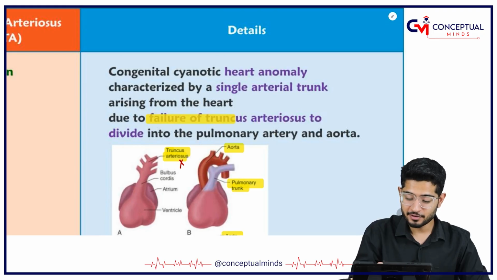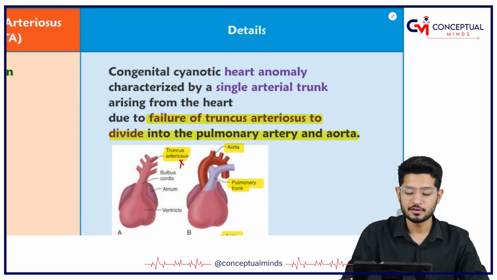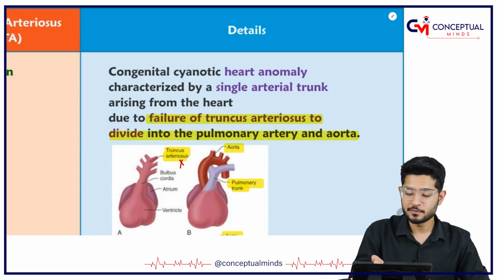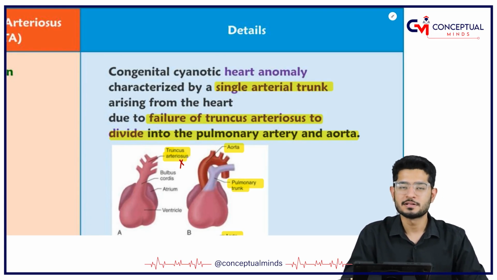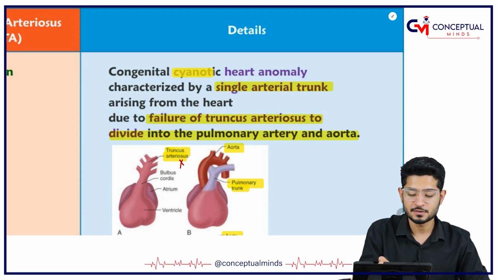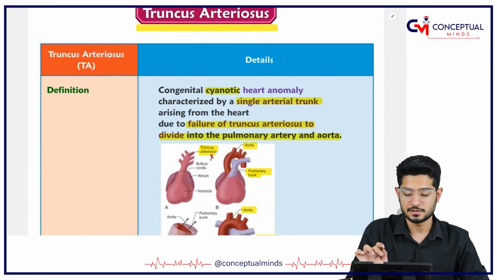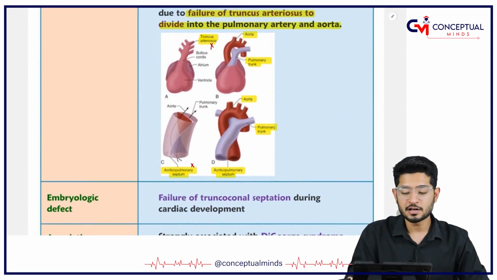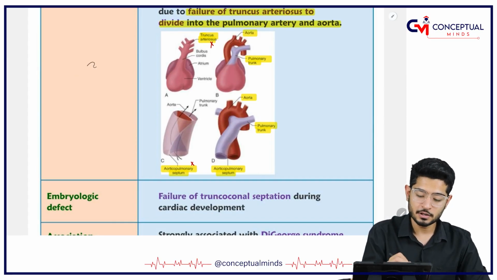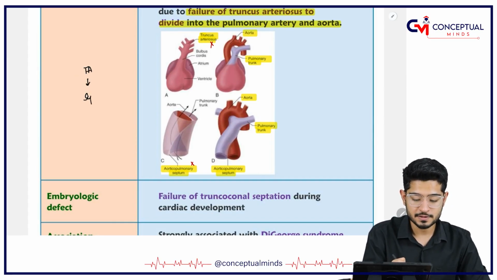There will be failure of the Truncus arteriosus to divide the pulmonary artery and aorta, and what is going to happen then? There will be a single arterial trunk. So of course the mixing of blood is going to happen, and that is why it is a cyanotic heart abnormality, which is called Truncus arteriosus disease. Basically the Truncus arteriosus was supposed to develop into a septum. If it is not developing into a septum, it is going to persist as a Truncus arteriosus, which is a common channel.